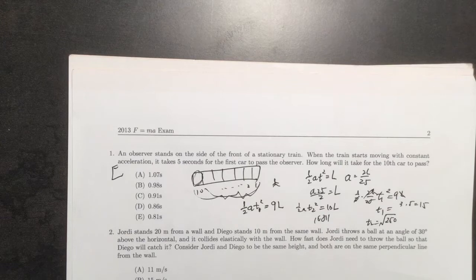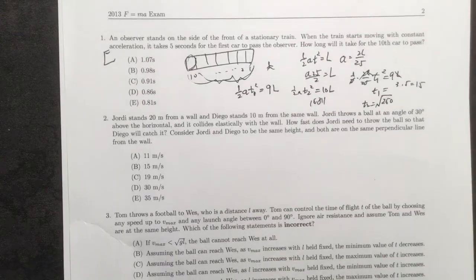So the second question. Jordi stands 20 meters from the wall and Diego stands 10 meters from the same wall. Jordi throws a ball at an angle of 30 degrees above horizontal and collides elastically with the wall. How fast does Jordi need to throw the ball so that Diego will catch it? Consider Jordi and Diego to be the same height and both on the same perpendicular line to the wall.